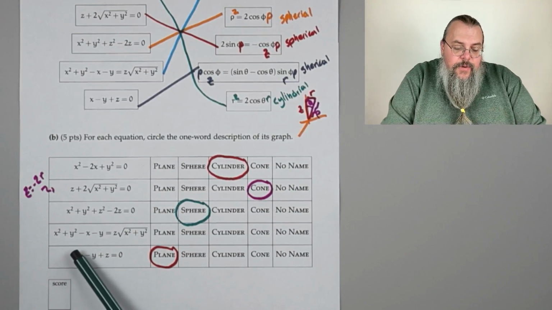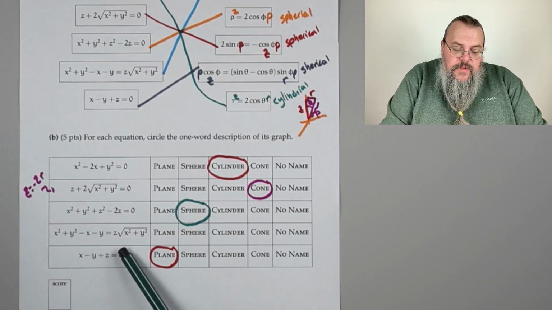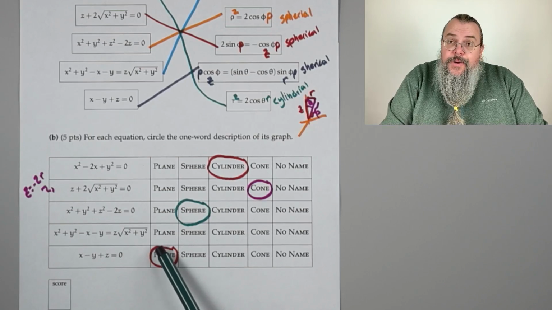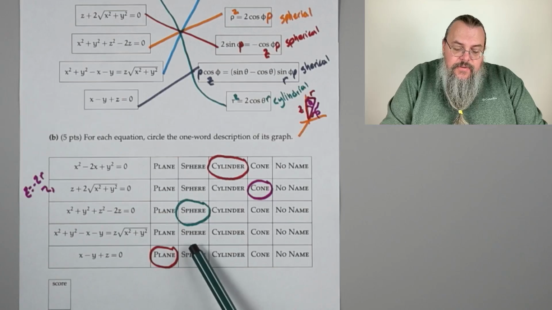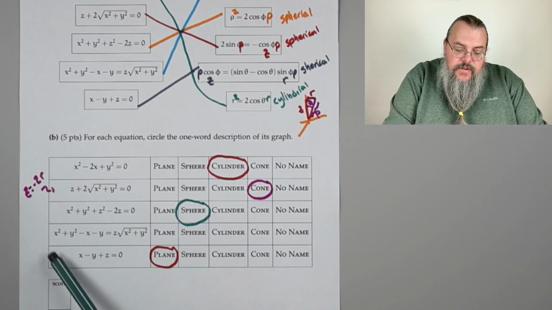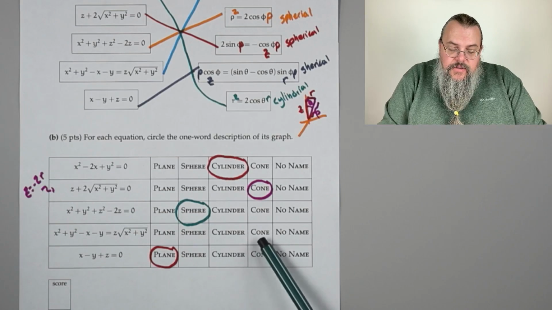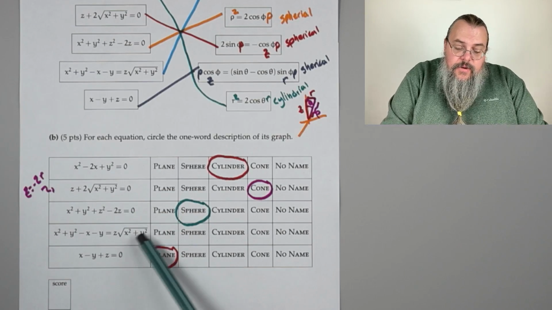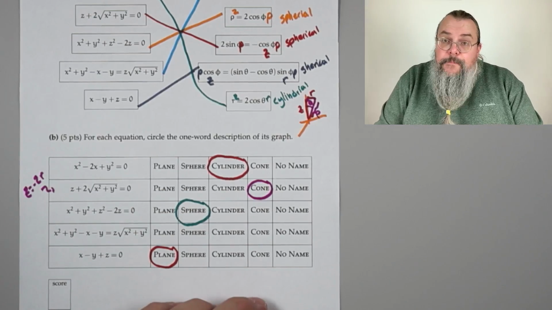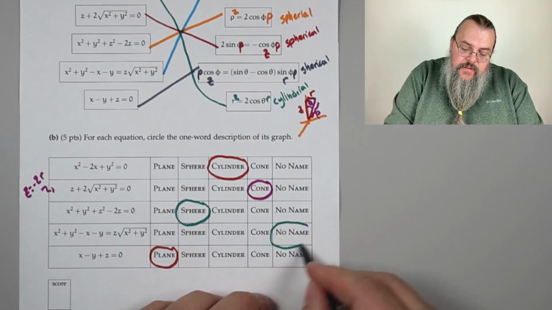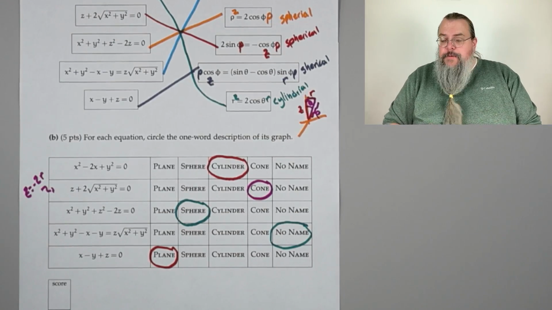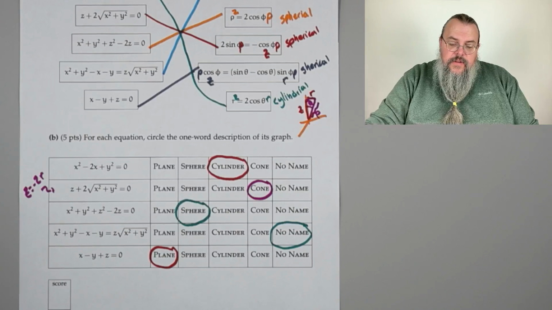x squared plus y squared minus x minus y equals z times the square root of x squared plus y squared. Ugh. Is it a plane? No. You have squares. Is it a sphere? No. That square root messes you up. Is it a cylinder? No. You see all 3 variables. Is it a cone? Well, it has the square root of x squared plus y squared, but it has all these other things. No. What is it? No name. So that's just a weird surface that we don't have a good name for. At least not a name we've talked about. And all right, so there we go.